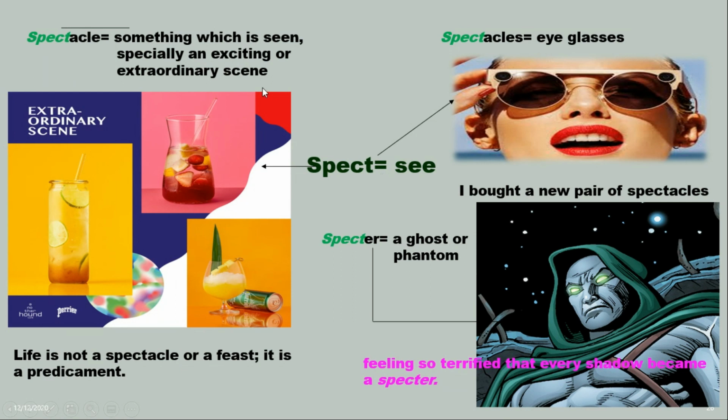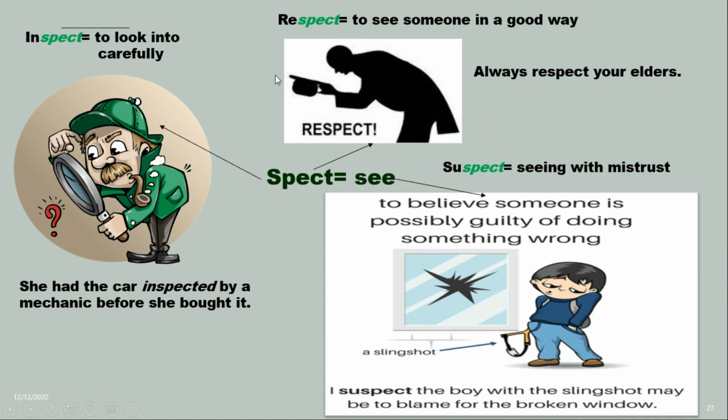Look again at the meanings of three words here. Spectacle, something which is seen, especially an exciting or extraordinary scene. Spectacles, eyeglasses. Spectre, a ghost or phantom. Next, look at the word inspect, which means to look into carefully. Example, she had the car inspected by a mechanic before she bought it.